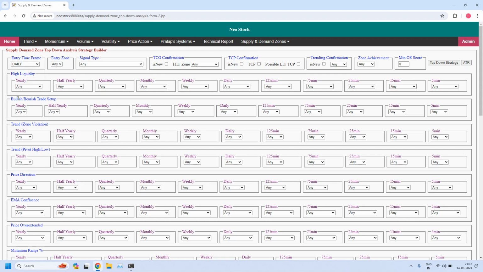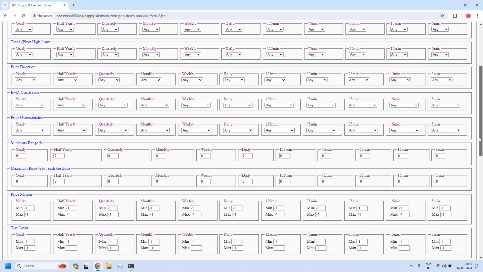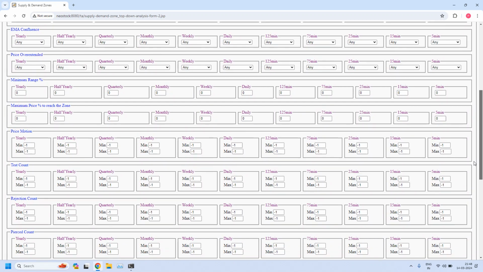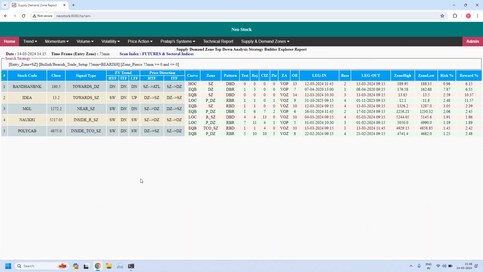So entry time frame is 75 minutes. Now entry zone should be supply zone. And in bullish or bearish trade setup parameter, for 75 minutes, I am selecting bearish. The only one parameter we are going to set, filter, pierced count should be 0. So this is the pierced count, 75 minutes time frame, I am setting minimum value 0, maximum value 0, indicates the zone is not pierced. Now let me filter. These 5 stocks are filtered. Currently supporting bearish trade setup.